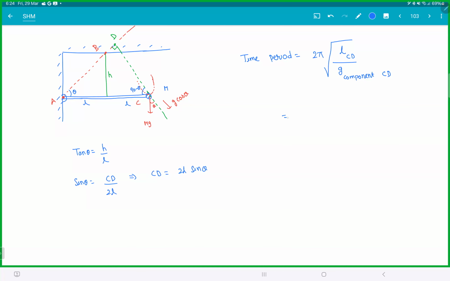So this is 2π root over (L sinθ)/(g cosθ), which is 2L by g tanθ. Tanθ is h by L, which is root over 2h by g. Check your answer.